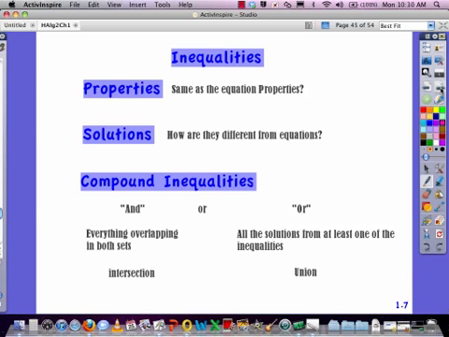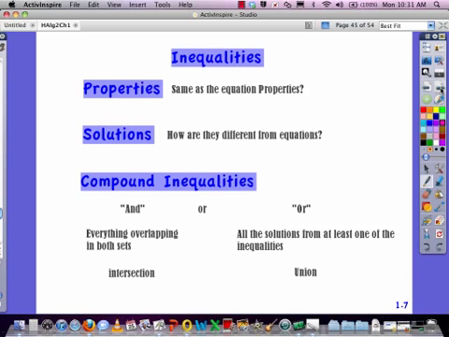Solutions, though, the question is, how are they different? We need to start thinking. In an equation, we have one solution. In an inequality, there could be as many as infinite, all the way down to no solutions. So inequalities do change the solutions a bit.